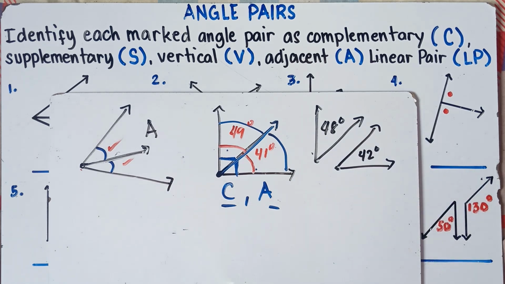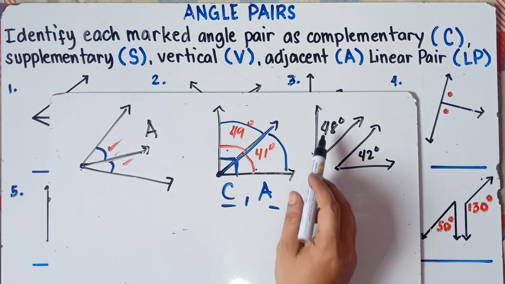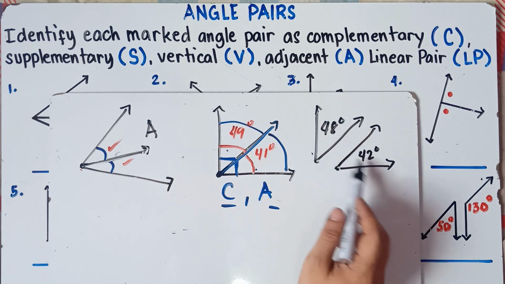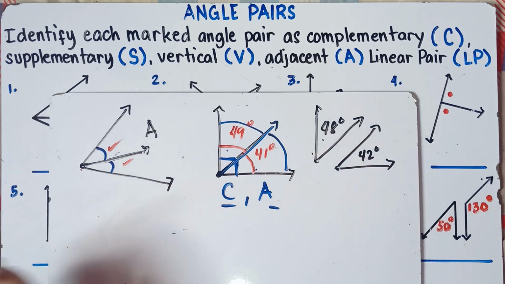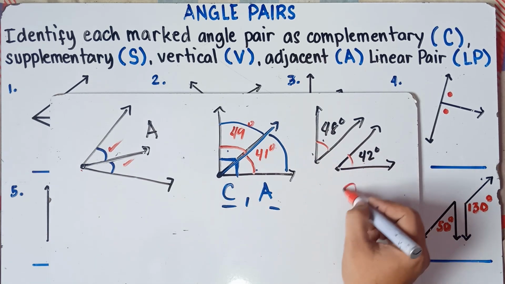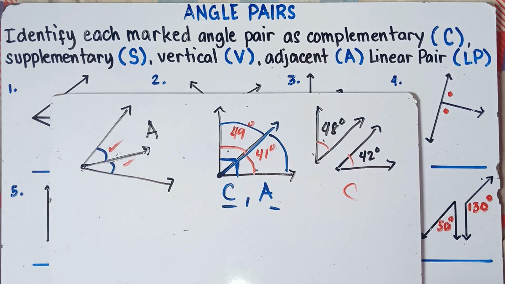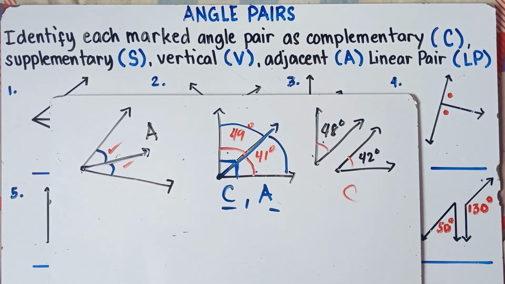Next question, can we call this one complementary angles? Yup, we can call this one complementary angles because if you add the two angles, that would be 90 degrees, right? 48 plus 42 would be 90 degrees. Therefore, these two angles are complementary angles. So I hope it's clear for you, class, with regards to adjacent angles and complementary angles.